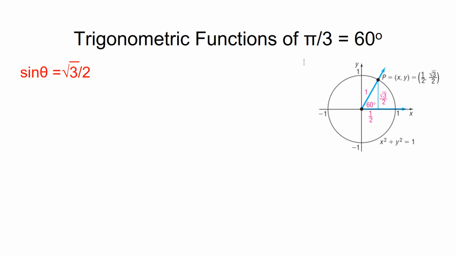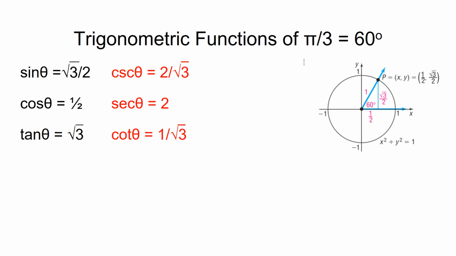Let's use this information to find the trig functions of the angle pi over 3, which is also 60 degrees. In the figure, a 30-60-90 triangle is drawn within the unit circle, with pi over 3 as the central angle. From this we can see that sine of pi over 3 is equal to the square root of 3 over 2, and that cosine of pi over 3 is equal to 1/2, and that tangent of pi over 3 is equal to the square root of 3. And as before, the reciprocal functions are shown.